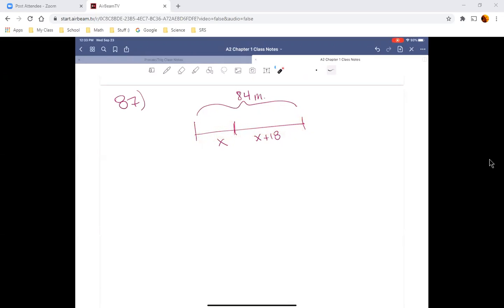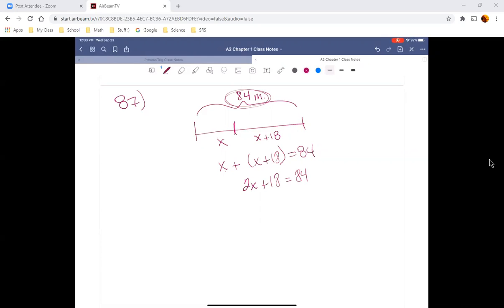So even though there's variables, what are you going to do? Add those 2 pieces, right? So that X plus this other piece, I'm just going to throw it in parentheses just to show the 2 pieces. And when we add those 2 together, what's it equal? 84. So I need to solve it for, what do I want to get all by itself? X, right? Because we always want our X's by themselves. So how many X's do I have? X plus X is 2X, right? Plus 18 equals 84.